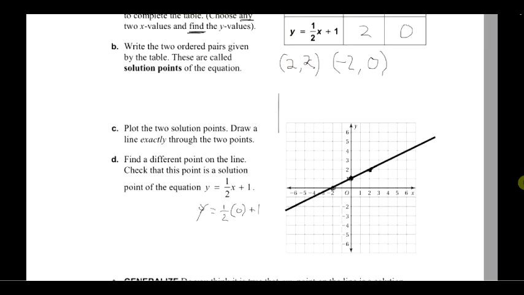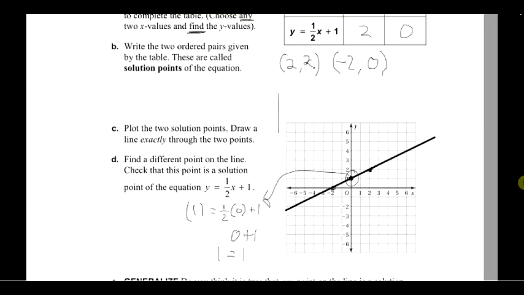So let's do the math. That's y on the left, and y should equal 1. 1/2 times 0 is 0, plus 1 is just 1, so 1 equals 1. We found a point, and we took its coordinates, put them in this equation, and it came out true. See how this point falls exactly on the line?